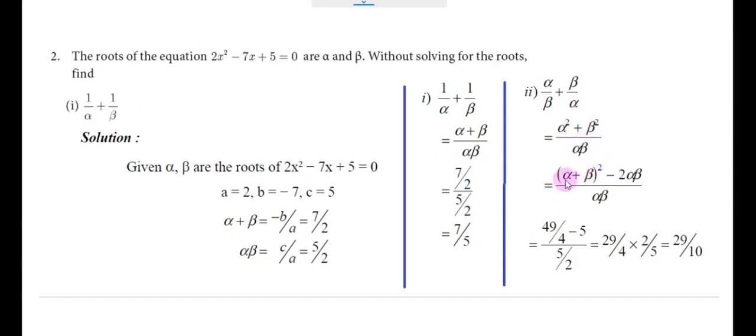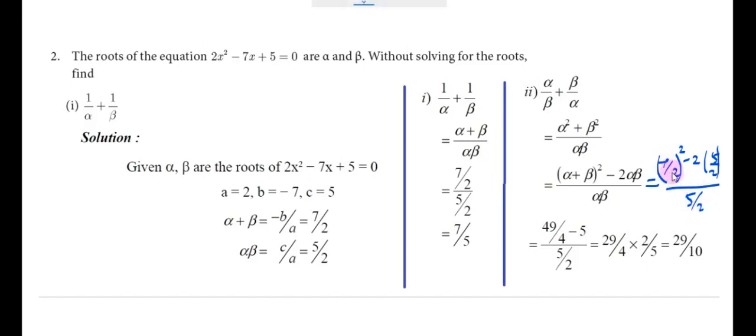I told you already, this is alpha plus beta the whole square minus 2 alpha beta, whole divided by alpha beta. Alpha plus beta the whole square value is 7 by 2, so I write here alpha plus beta the whole square, it is 7 by 2 the whole square, minus 2, what is alpha beta, 5 by 2, into 5 by 2. Okay, whole divided by alpha beta value 5 by 2.